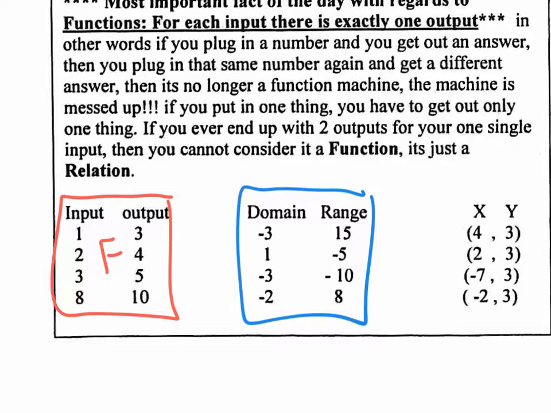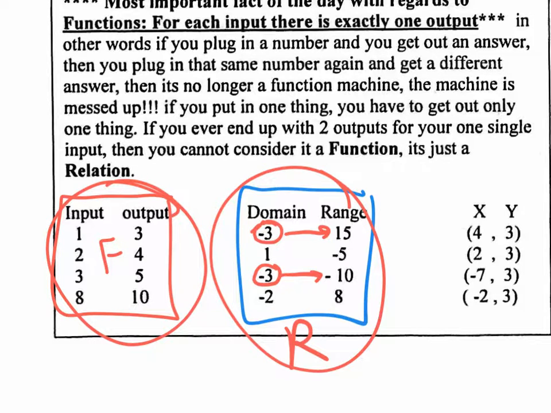But anyhow, on this one, -3, it gave me a 15. I plugged in a 1, it gave me a -5. I plugged in a -3 again. Okay, so that's the key right here. I plugged in a -3, that gave me 15. I plugged in a -3 again, and that did not give me 15. It gave me something totally different. That means it's a broken machine. It's no longer a function. It is just a relation. Okay? So this one's a function. This one's a relation. Why? Because the machine's broken.